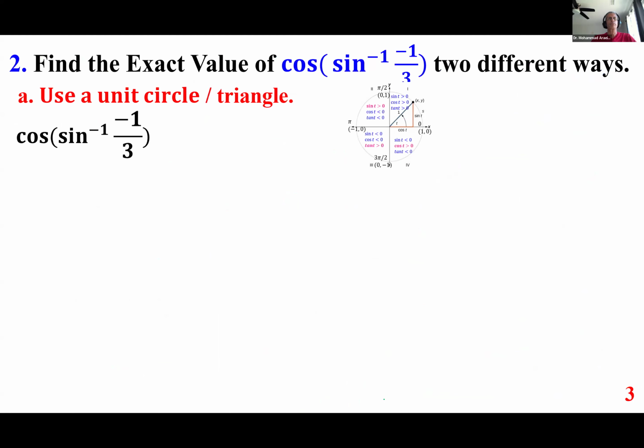We're going to move on. We want to find the exact value of cosine of sine inverse of negative 1/3. And I'm going to do it two different ways. I'm going to use a unit circle and triangle, and I'm going to use identities. Ultimately, you really should know both methods and figure out which one is easier for you. Let something such as theta represent this expression.